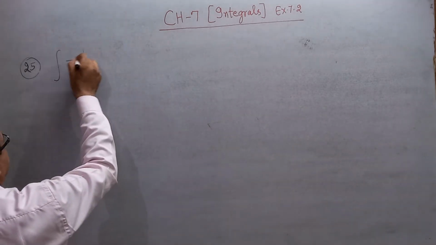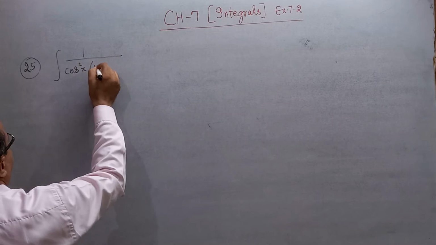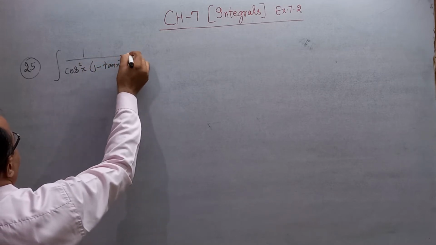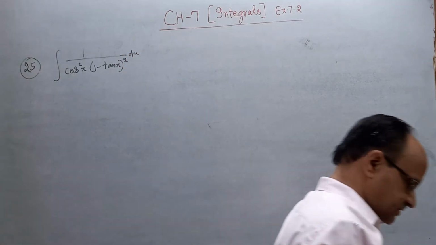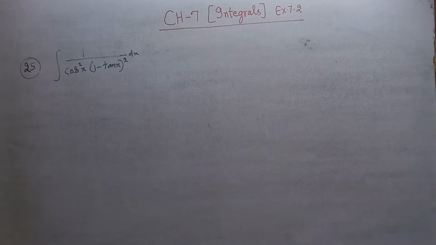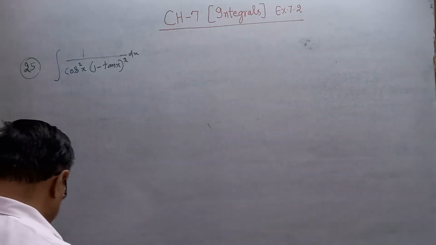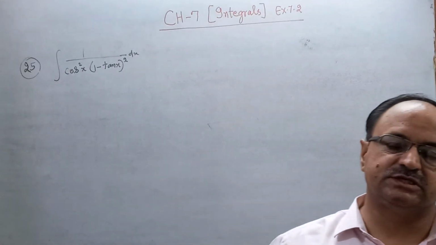1 upon cos x (1 minus tan x) whole square dx. Correct? This is question number 25. In this question, can you tell me which function is to be active?